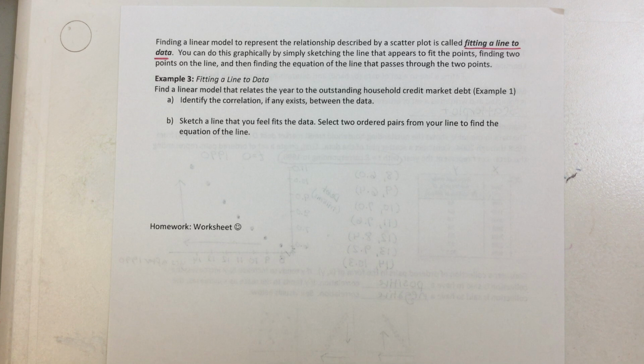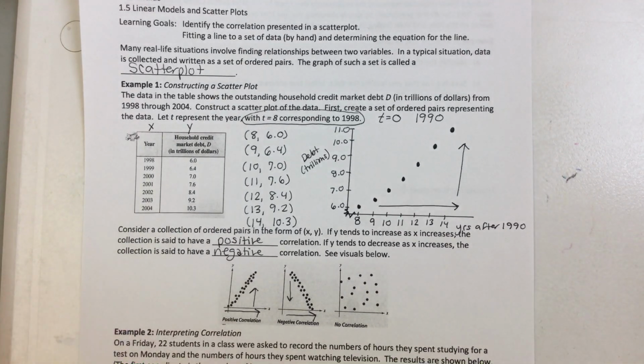Okay, find a linear model that relates the year to the outstanding household credit from example 1. Identify the correlation, if any exists, sketch a line, and then find the equation. So here we go. We're actually going to go back to here.